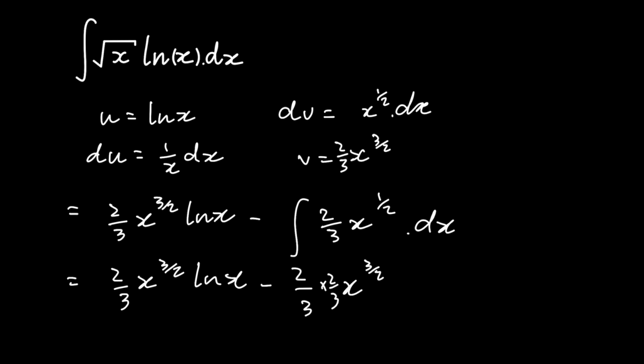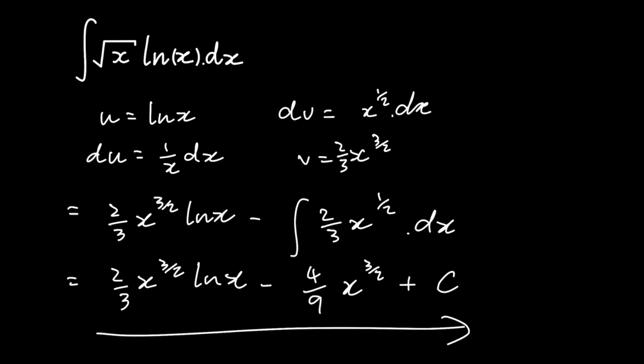So 2 over 3 multiplied by 2 over 3 is going to be 4 over 9. Then we don't forget our constant of integration plus c. And that's the integral solved using integration by parts.